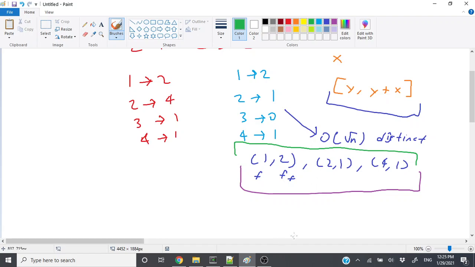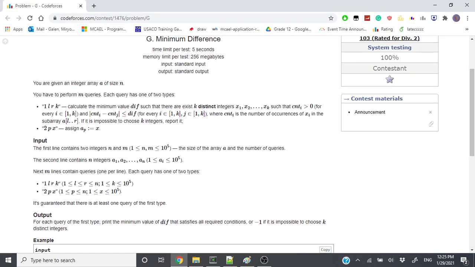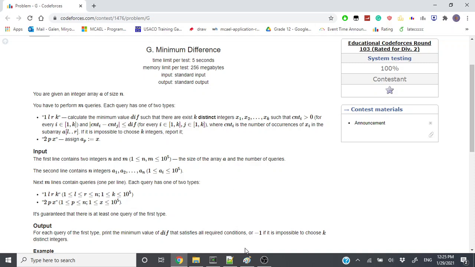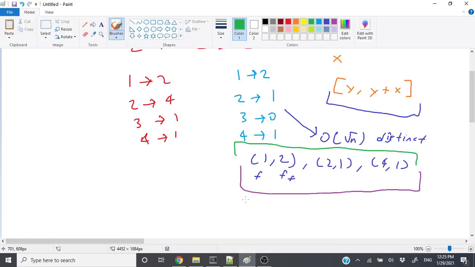So this will be rather simple with Mo's algorithm. The problem is that we also have updates. So we just do Mo's algorithm with updates, which is something you can look up. The Codeforces blog, reading through the comments of the blog is good enough. So for Mo's algorithm with updates, we want to do that.